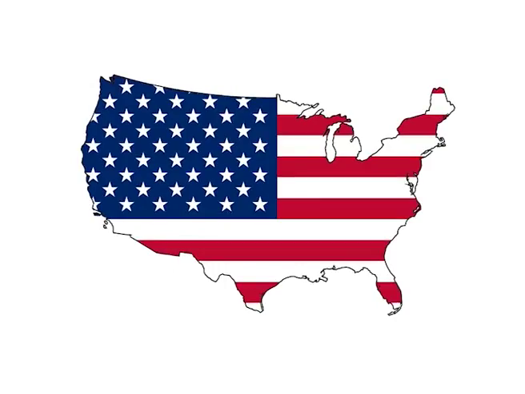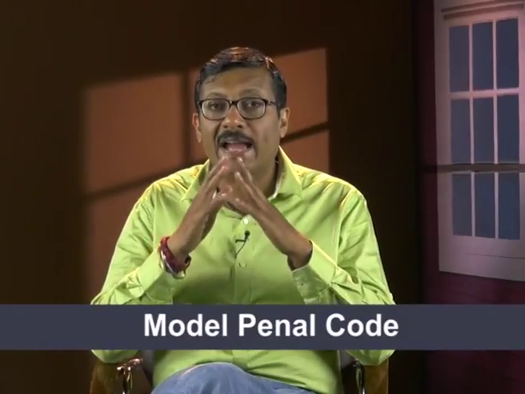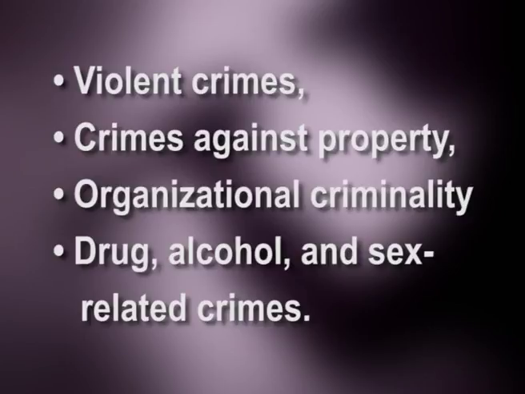The typology in US law seeks to accommodate both the established legal typology, for example, that used in the Model Penal Code, and the criminological objectives that are so important for the study of crime from a sociological and behavioral perspective. These categories are violent crime, crime against property, organizational criminality, and drug, alcohol, and sex related crime. Generally speaking, the following types of crime can be identified.